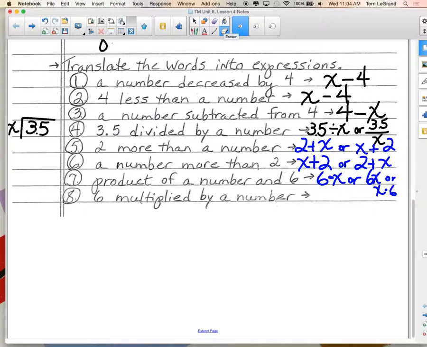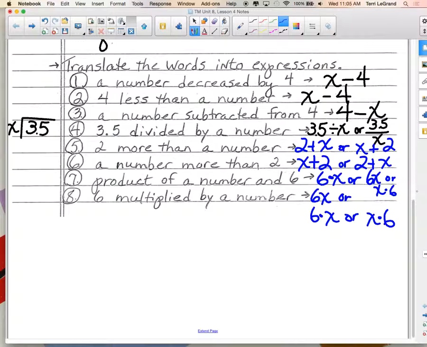Okay, let's finish up that last one, number 8. 6 multiplied by a number. Harley? Just put 6x. 6x? Or 6 times x? Or x times 6. Remember, order does not matter in multiplication. Yeah, okay. So, we have to make sure that we can set up algebraic expressions that replace words to be able to set up equations. Okay, so you're going to be doing some of that in the coming days.